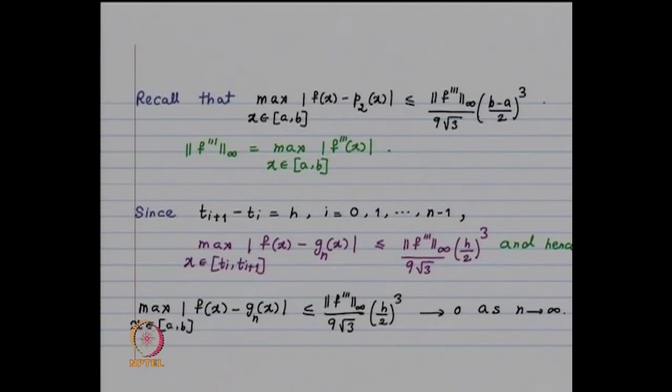Notice that here the error is less than or equal to a constant times h cube. The constant will involve the third derivative of the function and then the constants 9, root 3 and then 8 in the denominator. We look at again the same function f x is equal to root x. For this root x, for piecewise linear continuous approximation, we saw that in order to have the error to be less than 10 raised to minus 6, we have to choose n to be about 200.